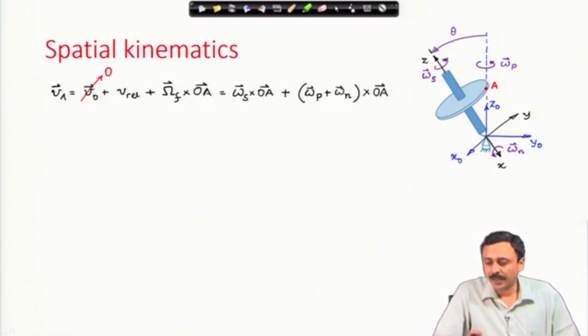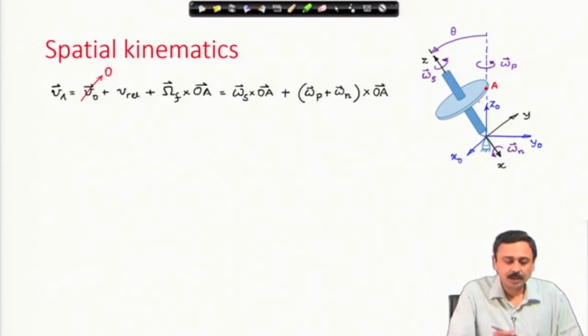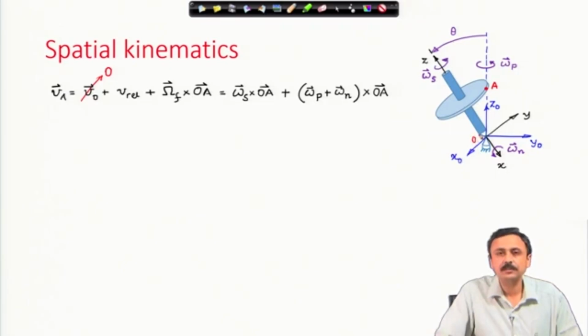Consider now a point A as shown in red on the disk. I want to express the absolute velocity of this point A in terms of the velocity of a convenient point, which can be O. O is the origin of the frame. Therefore, the absolute velocity of point A is the velocity of O, which is 0 of course, plus V rel, the relative velocity as seen by an observer in the frame, plus omega frame cross OA, the OA vector.